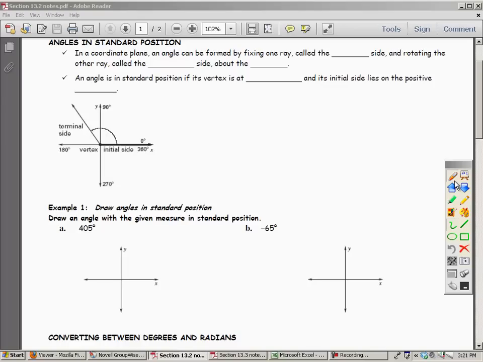Okay, so the angle can be formed by using a ray. Now a ray is a directed line segment. So as you look, this is the idea of a ray. It has a starting point and it goes towards a position, okay? An angle is formed by fixing one ray called the initial side and rotating it, called the terminal side, about the origin. Okay, now let's talk about what in the world that means.